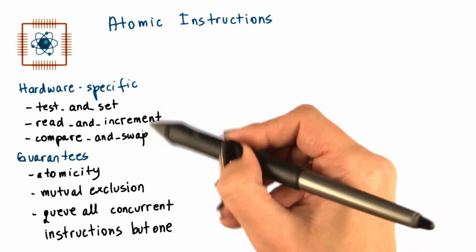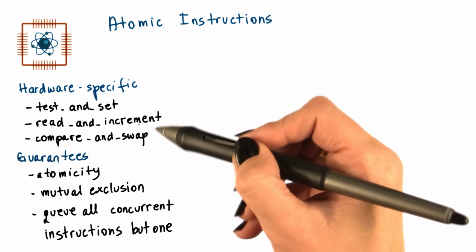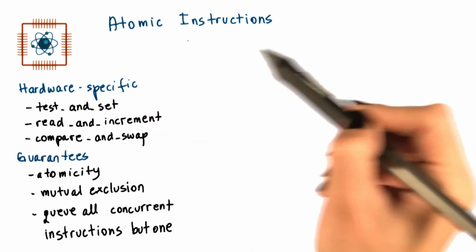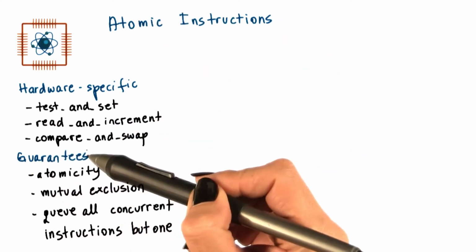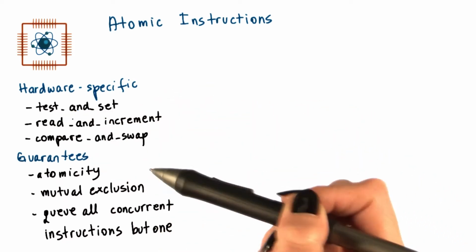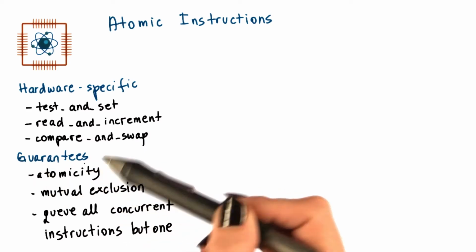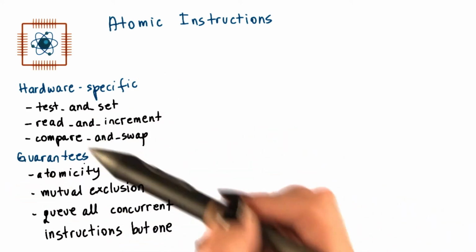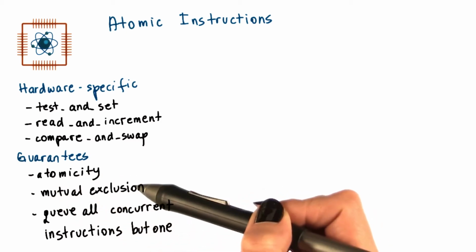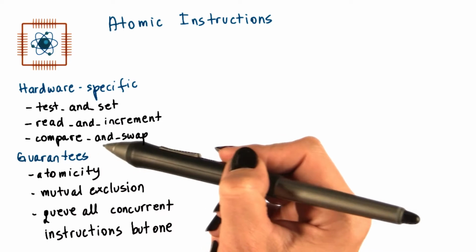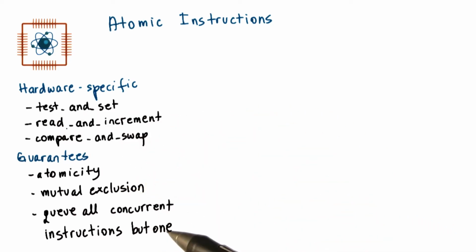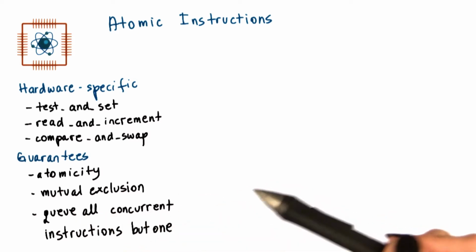As you can tell from the names of these instructions, they all perform some multi-step, multi-cycle operation. But because they're atomic instructions, the hardware makes guarantees that this set of operations included in these instructions will happen atomically, so not just halfway, the entire operation or none of it. That it will happen in mutual exclusion, meaning that only one instruction at a time will be allowed to perform the appropriate operation, and that the remaining ones will be queued up and will have to wait.